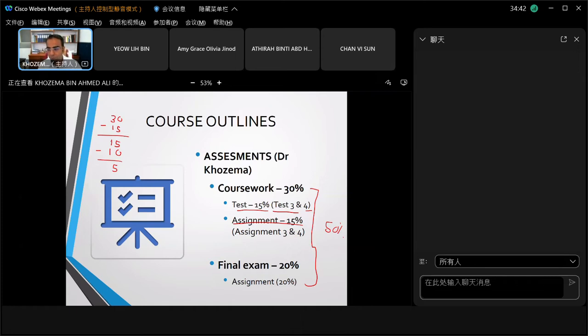You will have a few questions for tests. Some are going to be multiple choice questions, some calculation questions, and some definition or more understanding questions. So it's a combination of both, to see whether you are able to understand the concept and whether you are able to do the calculation.